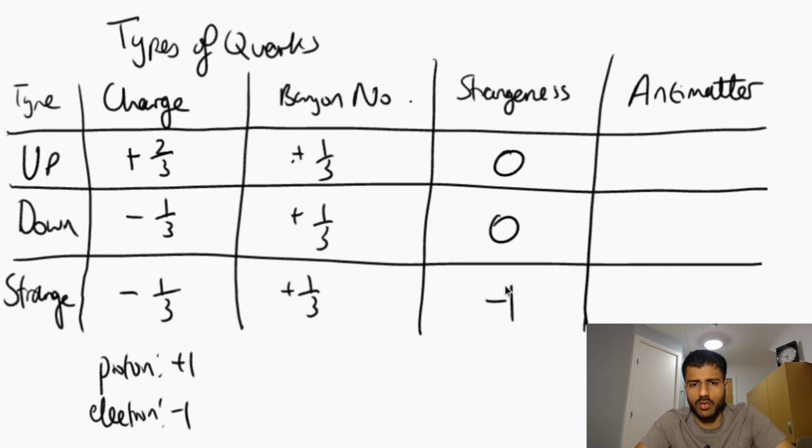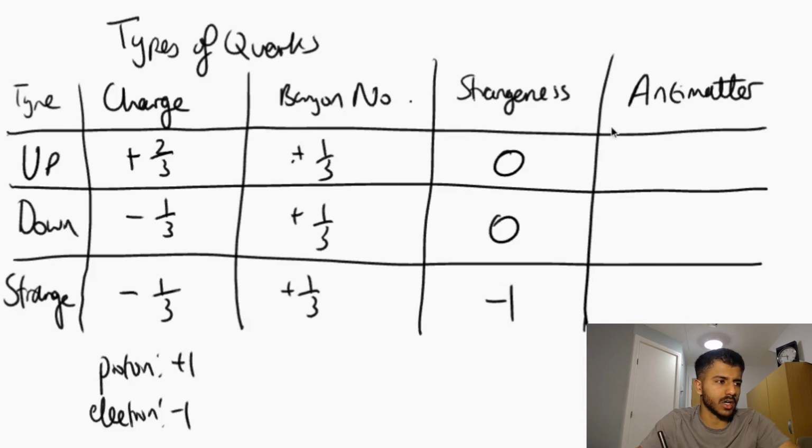Now, I've got this column here for antimatter, which is something that may be unfamiliar to you. Antimatter is a kind of particle or matter which is exactly opposite to normal matter. That means it will have the exact same mass as a normal matter, but in this case it will have the opposite charge, the exact opposite baryon number, and the exact opposite strangeness.